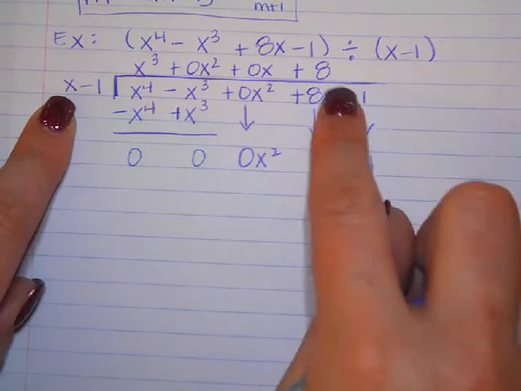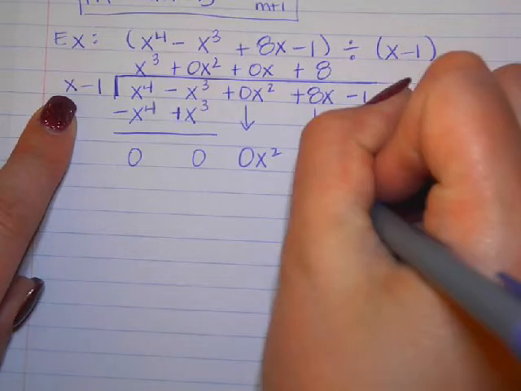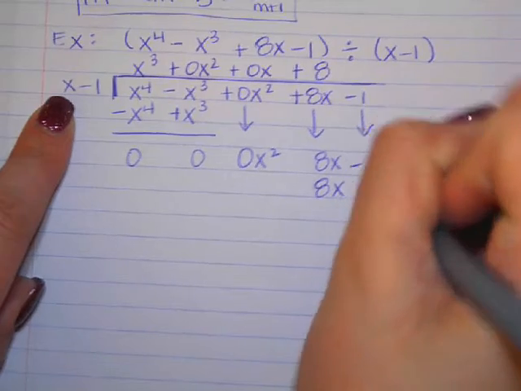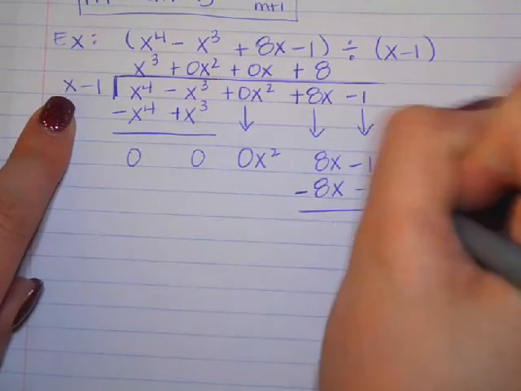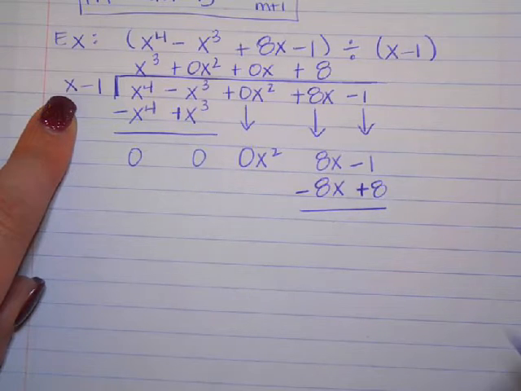Okay, so 8 multiplied by x minus 1 is 8x minus 8. We draw the line. We change the signs. Okay, so that zeroes out. We get 7.